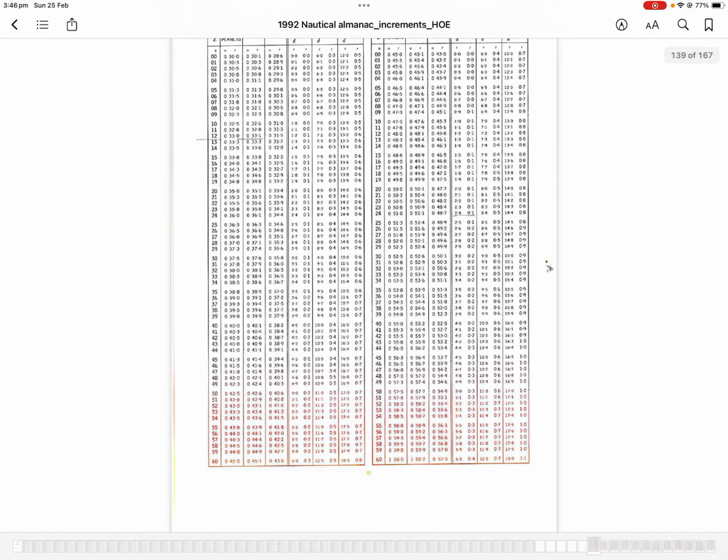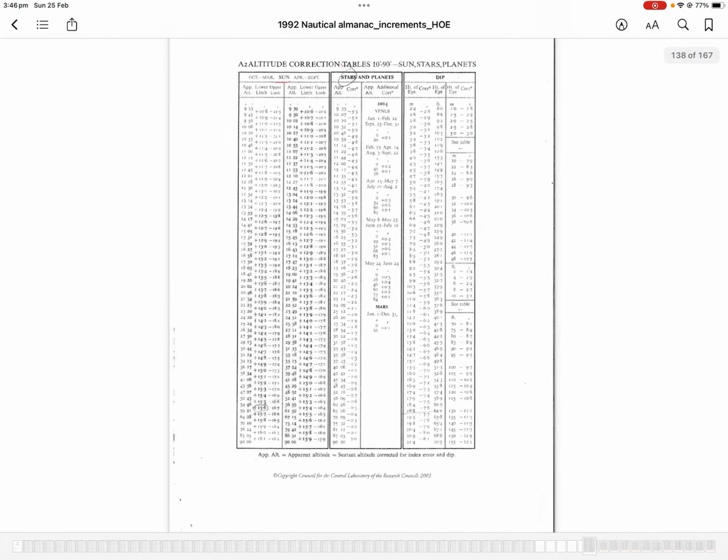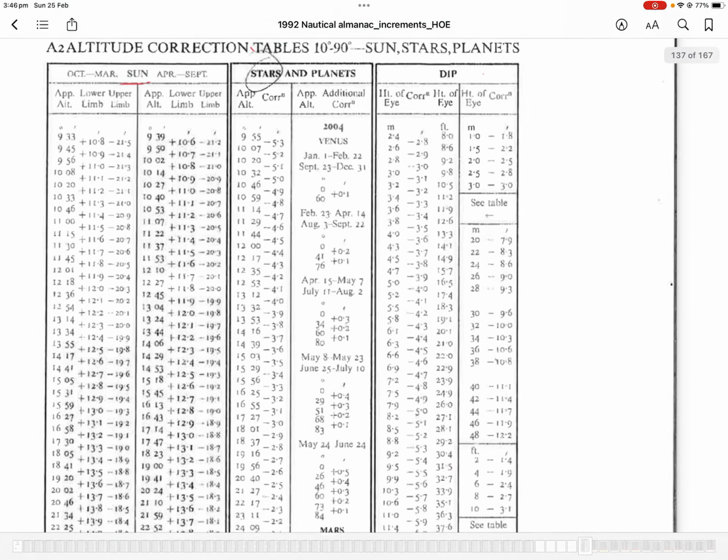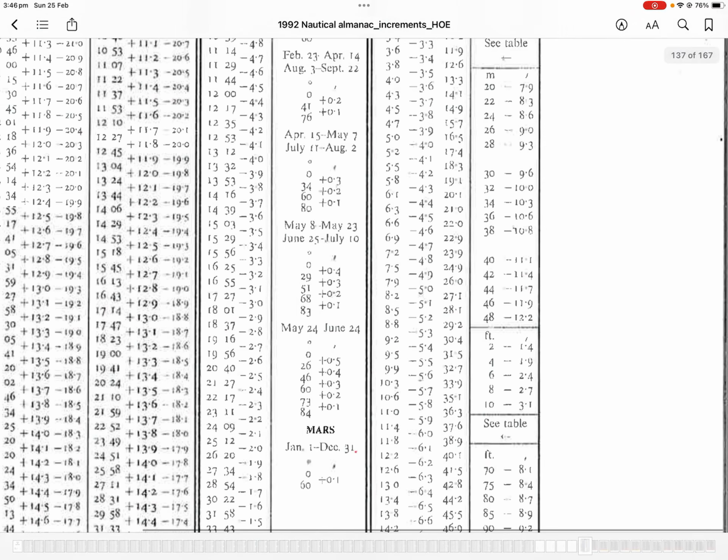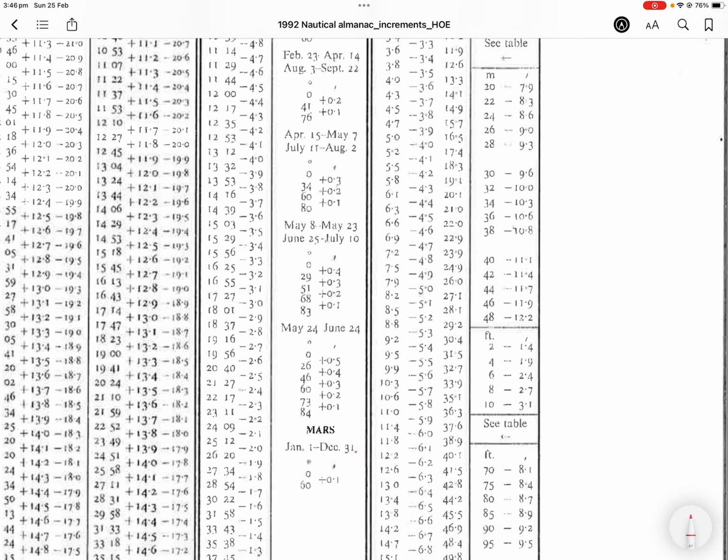12 meters of height of eye. So in your almanac, the first page is this page here. So this is your height of eye correction, 12 meters. So 12 meters, you don't need to interpolate. You can just find from here it is minus 6.1.